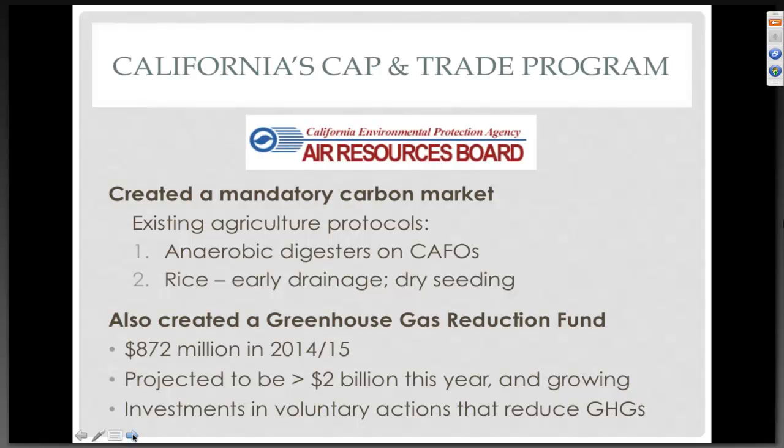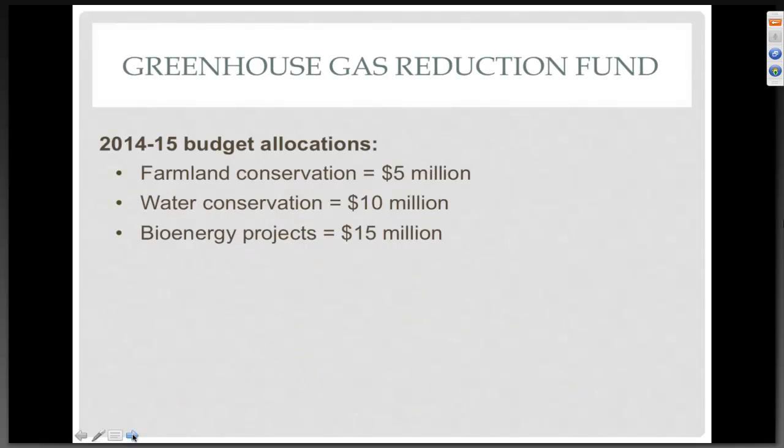So very briefly, the California program also created this public fund, and all the biggest emitters are required to buy permits on this public auction place. We've accrued $872 million, so for the current budget year we're in, the amount of money is expected to go up to more than $2 billion this year. It's going to grow every year, and the money has to be spent making investments in voluntary actions that reduce greenhouse gas emissions. So you'll see here in this current budget year, that's a breakdown of how the money was allocated for this year.